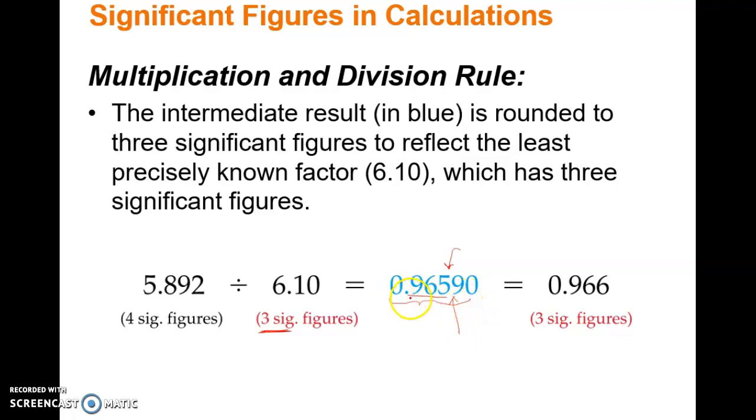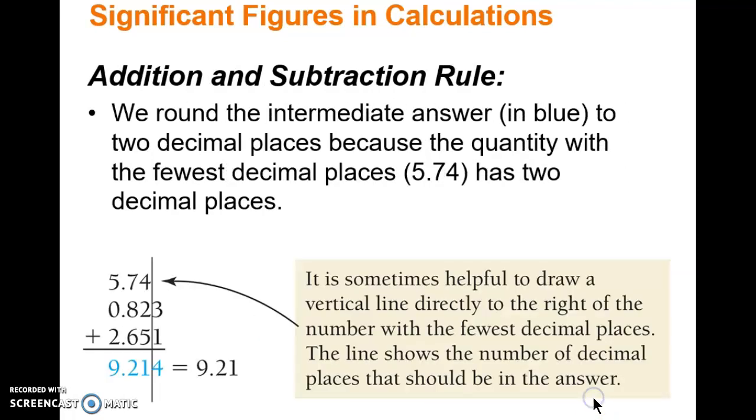So the answer becomes 0.966, because of rounding. Let's say this answer was 0.96510. Then I would look at this and go, okay, this is a 1, which is less than 5, so the answer in that case would be 0.965. All right, let's look at the next one.